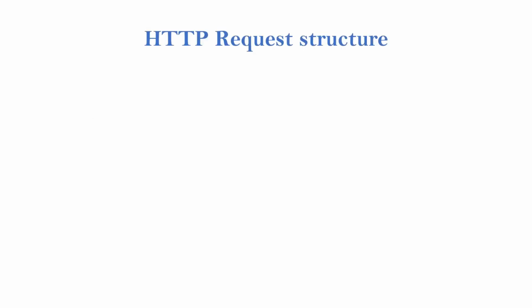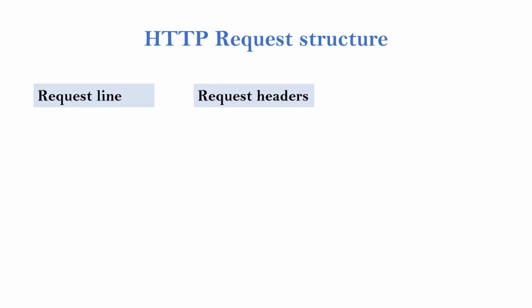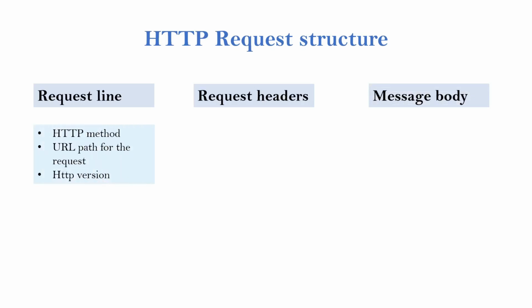Let's start with the HTTP request structure. An HTTP request will have three main components. The first one is the request line. Next, it will have request headers, and the other component is the message body. The request line will have three main components: the HTTP method, the URL path for the request, and the HTTP version.